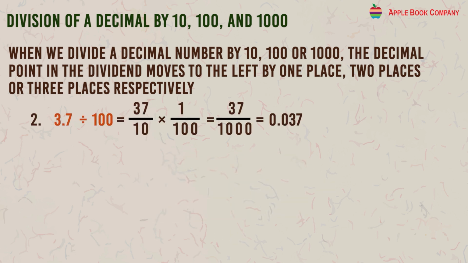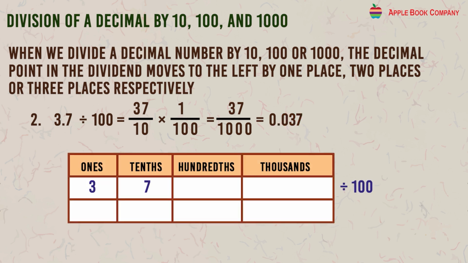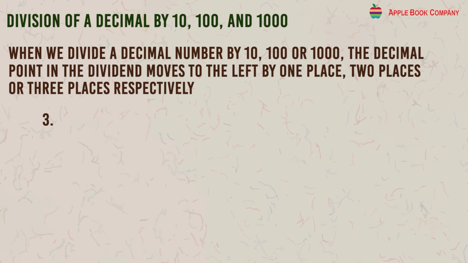3.7 divided by 100 is equal to 37 by 10 into 1 by 100, which is equal to 37 by 1000, which equals 0.037. So 3 ones plus 7 tenths divided by 100 is equal to 37 thousandths, which is equal to 0.037. Let us look at one more problem.